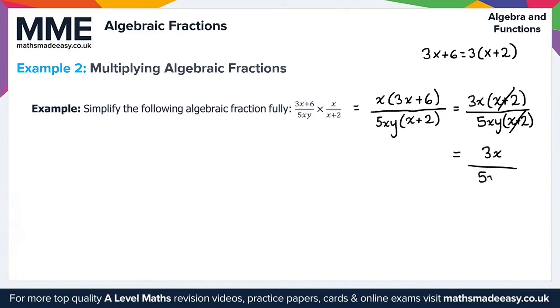over 5xy. And 3x over 5xy, well, we can actually cancel again here. Notice we've got an x in the numerator and we've got an x in the denominator here. And as these are just products, this is 3 times x and this is 5 times x times y. It's absolutely fine to cancel those terms there. So we can cancel that x with that x there. And that simply leaves us with 3 over 5y there as our solution for that example.